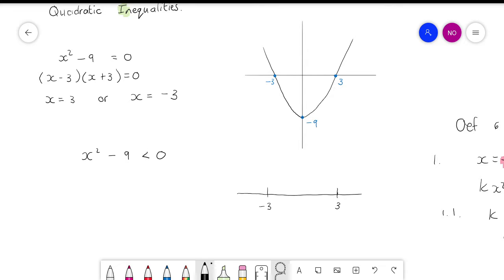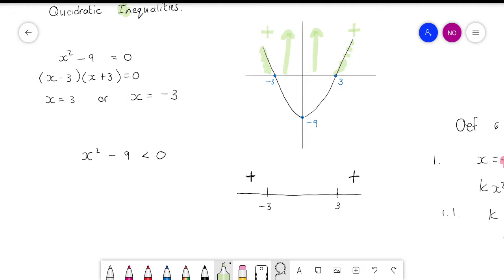Okay? Then, do you see that for this part and this part of my parabola, I have positive values? You see, the arms of the parabola are positive. Above the x-axis, positive. Do you all see that? So in other words, for those values, we have positive and positive. What happens between negative 3 and 3? It is negative. Do you see? Negative values between negative 3 and 3.